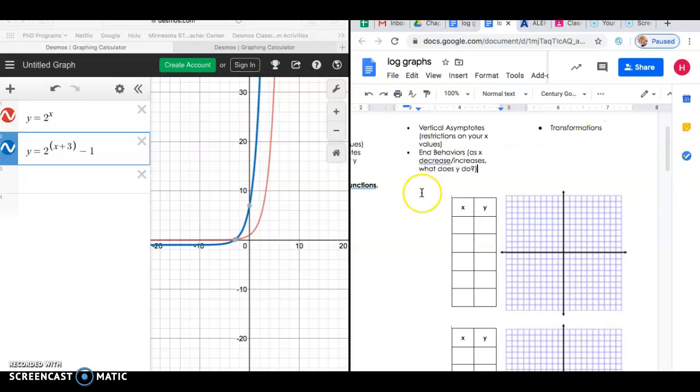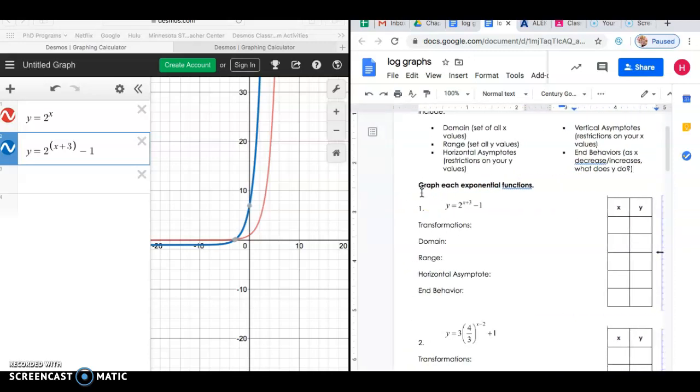Okay, and then transformations, I'm not going to define that for you guys because you've seen transformations. We've been doing them for a while. You should have done them in probably pre-algebra, algebra, all of those classes. It's just how your graph shifts.